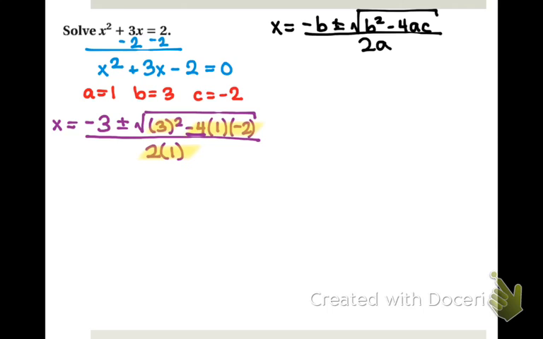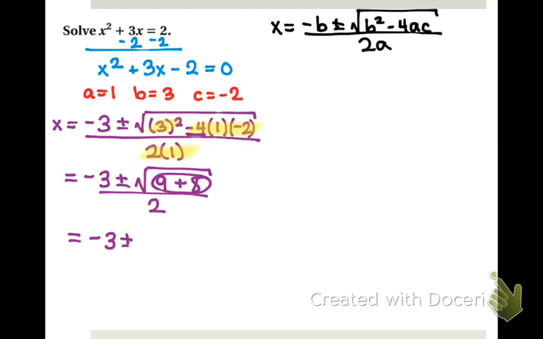All right? So if I do that all in one step, I get negative 3 plus or minus the square root of. 3 squared is 9. Negative 4 times 1 is negative 4, but negative 4 times 2 is positive 8. And that's all going to be divided by 2. So our last step now is to combine these two things that are under the radical, and I get negative 3 plus or minus the square root of 17 over 2.